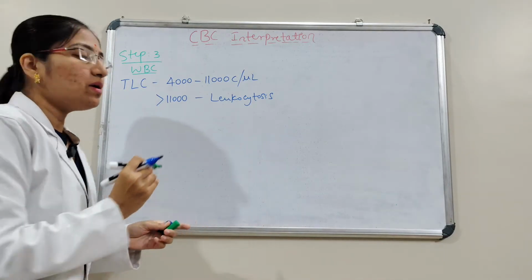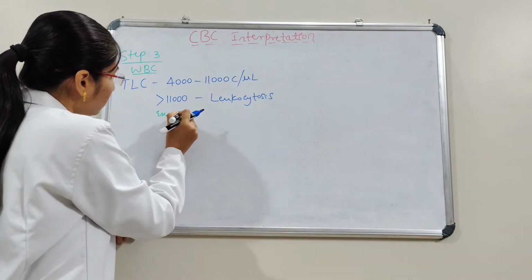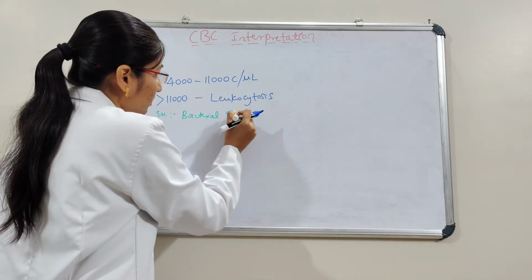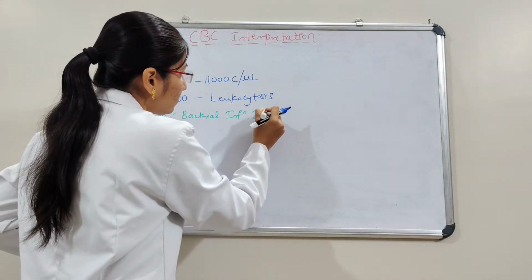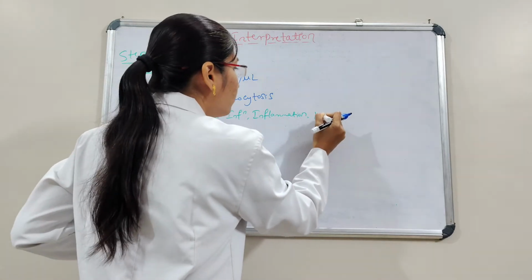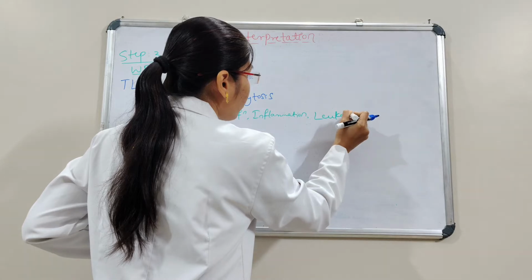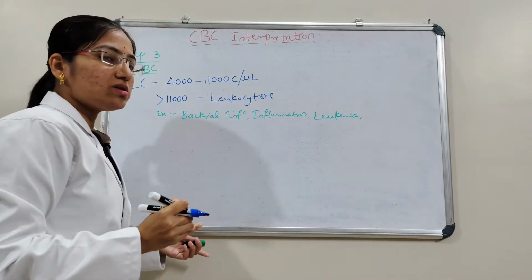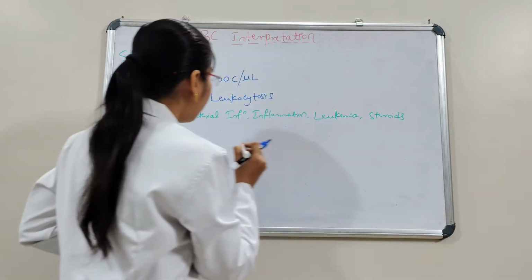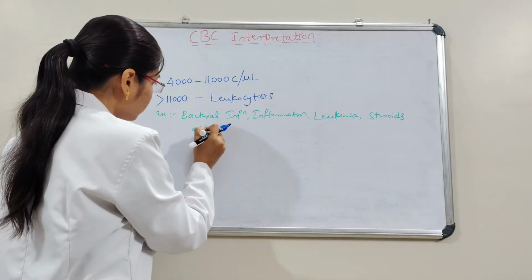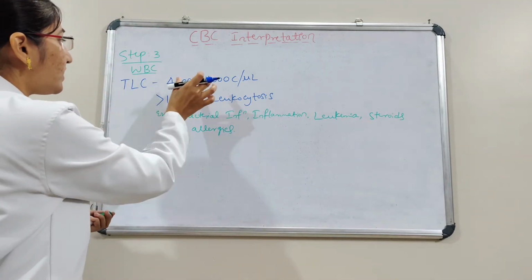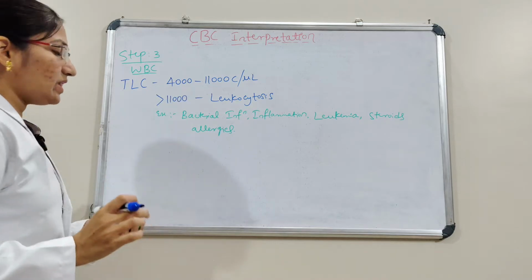This condition we can see in bacterial infection, inflammation, leukemia, certain drugs like steroids, and also in allergies. This is when the count is more than 11,000.